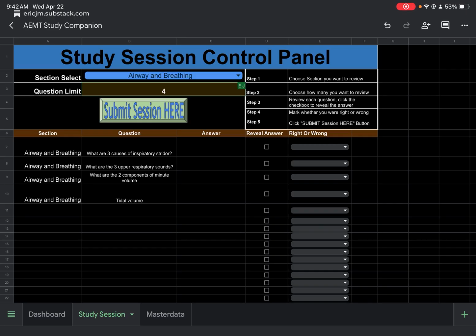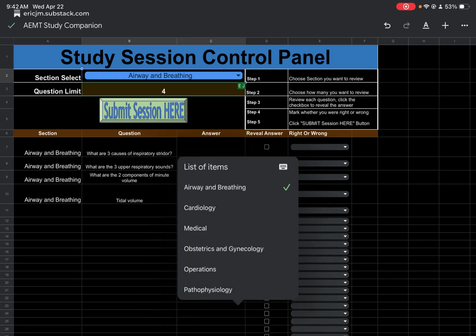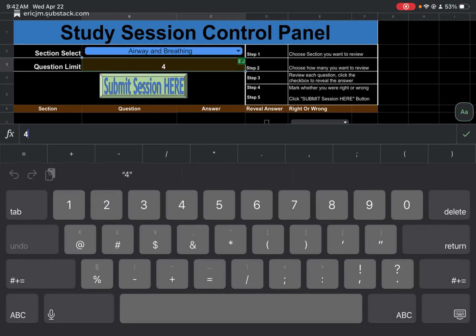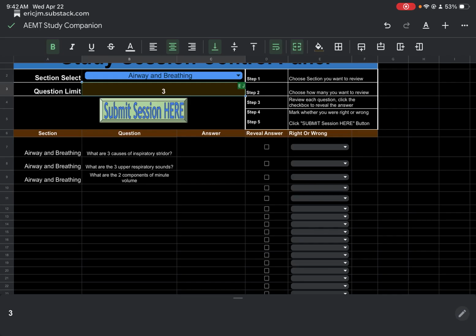So this is the study session control panel. I'm going to select airway and breathing today. Let's do 4 questions. And when you populate 4 questions, actually, you know what? I'll just populate 3 questions just for fun. Boom. We got 3 questions. So you can type in however many questions you want. I can't remember how many airway and breathing questions I have. So let's go through here.